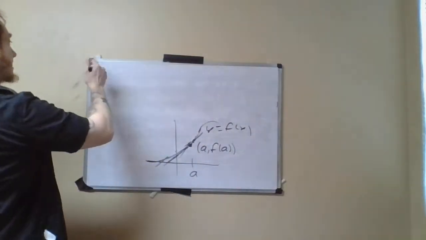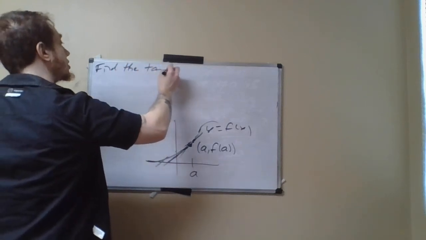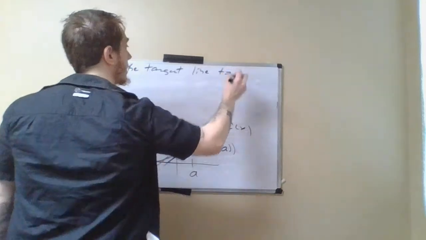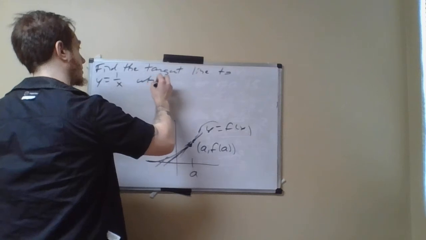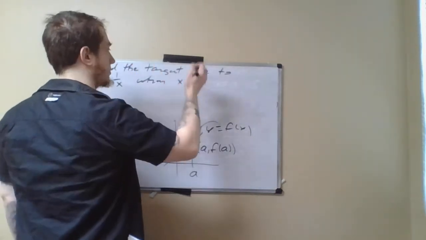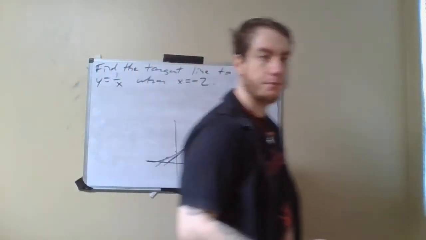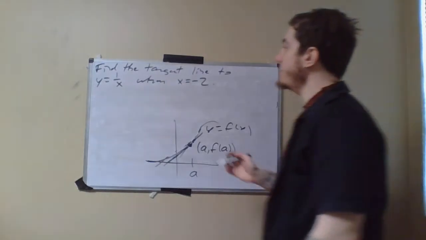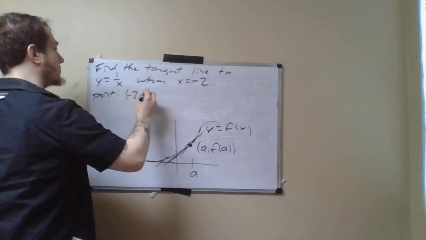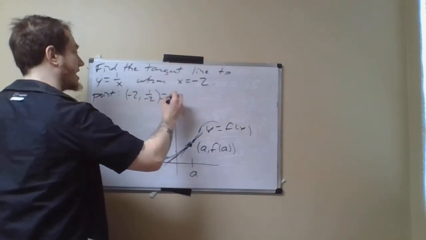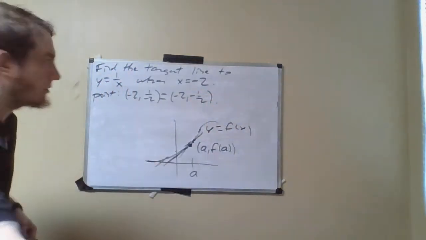So let's do the following example. Let's find the tangent line to y equals 1 over x when x is equal to, let's say, -2. Okay, well, at this point, the point is going to be (-2, 1 over -2), which is actually (-2, -1/2). Okay, so that's the point this thing is going through.